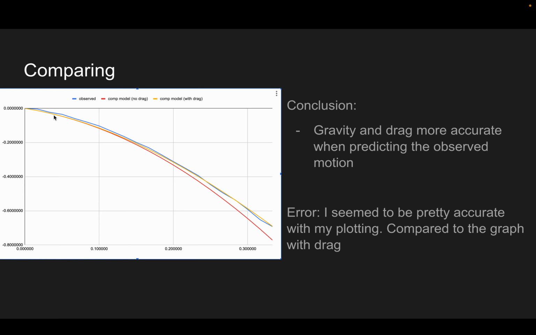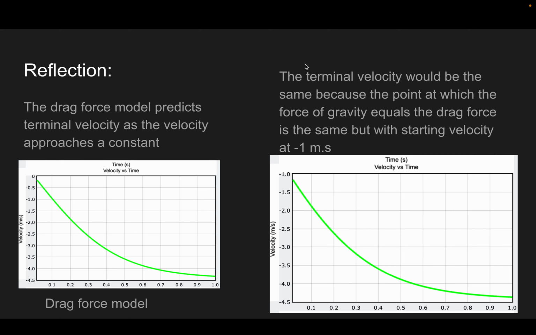And as you can see, the red, which is without drag, and the yellow, which is with drag, start the same, and you can see them start to come apart as drag increases and the gravity is able to take away without it. That's pretty much it for that.